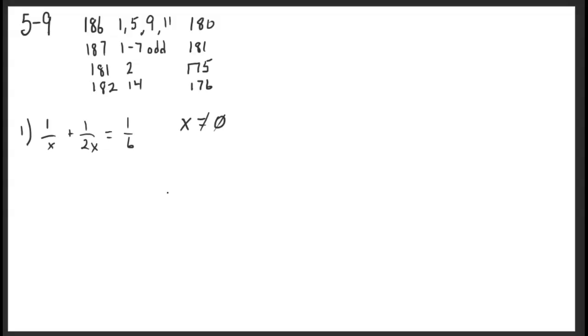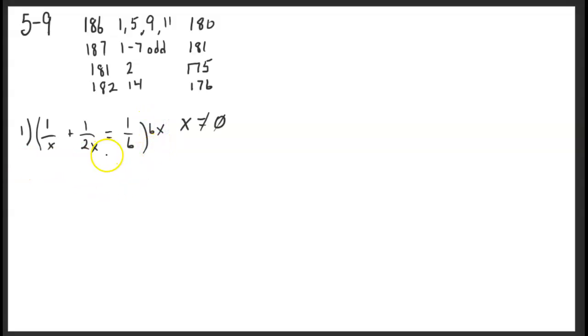Okay, so what do we do? Well, I guess we're supposed to multiply by the least common denominator, or at least a common denominator. I think we can multiply everything by 6x.